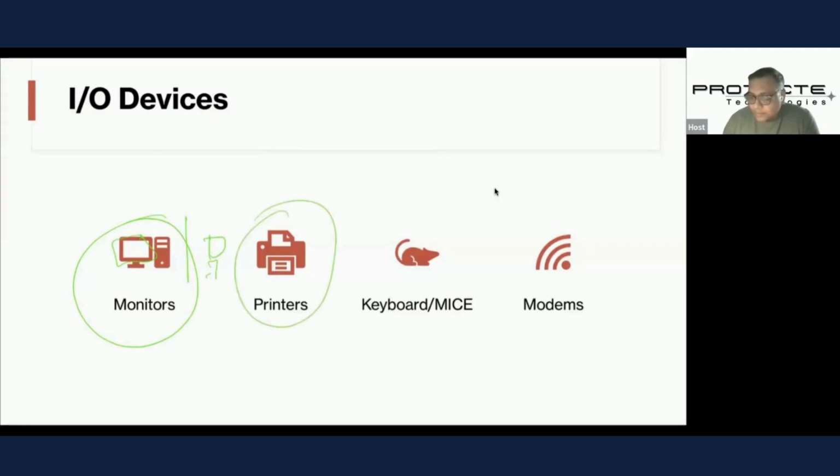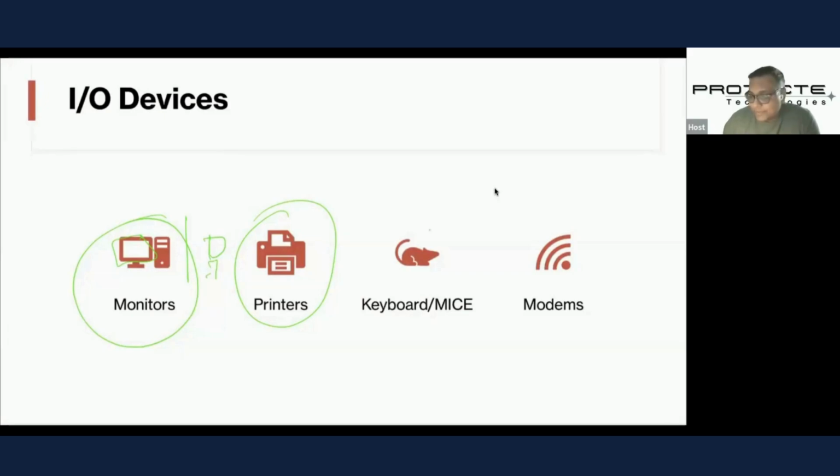Then printers, you should have a clean desk policy. Printing should be controlled, and those who don't require it should not be given printers. And there's supposed to be a shredding policy in your organization to protect your information from getting leaked.